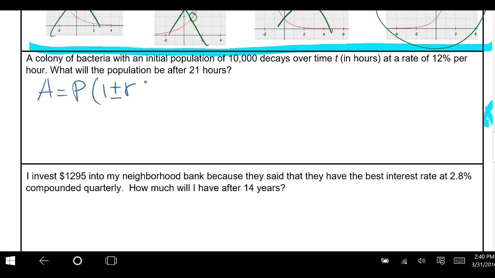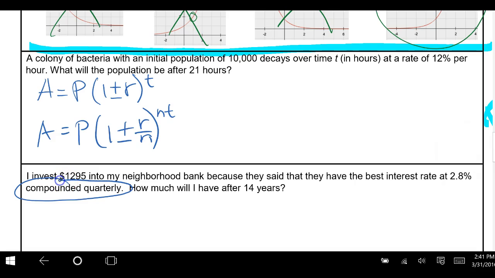We have A equals P times 1 plus or minus R raised to the T. And then we have A equals P times 1 plus R over N raised to the N times T. The case when you're going to use the second equation is when you have compounded interest problems, where you see the keyword compounded or compounded quarterly. If you see compounded in your sentence, then you want to use the second equation. Otherwise, just use the first.